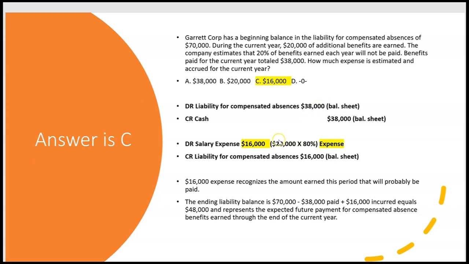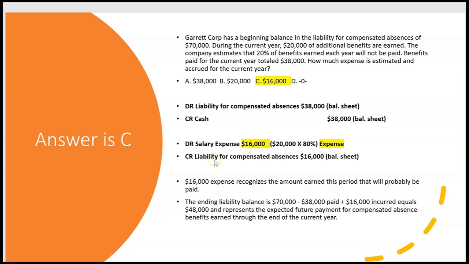Then the next entry would be the year-end adjustment, and that would be for $16,000 because they told us that $20,000 of additional benefits were earned and that 20% were not expected to be paid. So that means 80% are expected to be paid. So we'll accrue $16,000 of expense, answer choice C, and the journal entry for the adjustment at year end would be a debit to salary expense for $16,000 and a credit to liability for compensated absences, $16,000.